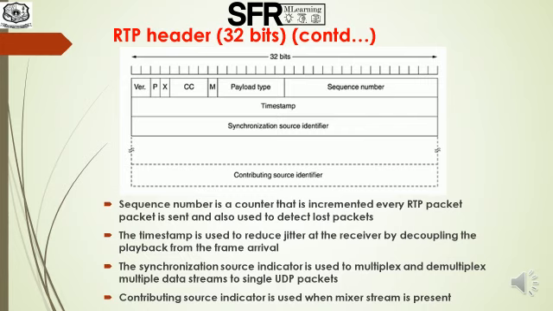Then the synchronization source identifier field is used to multiplex and demultiplex data streams. So just for multiplexing and demultiplexing, this field is used. Then the contributing source identifier is used when a mixed stream is present. That is, there is audio, there is video, there is text. So a lot of sources in the data means the contributing source identifier is used. We already saw the field called CC. It is used to indicate how many source identifiers are there.